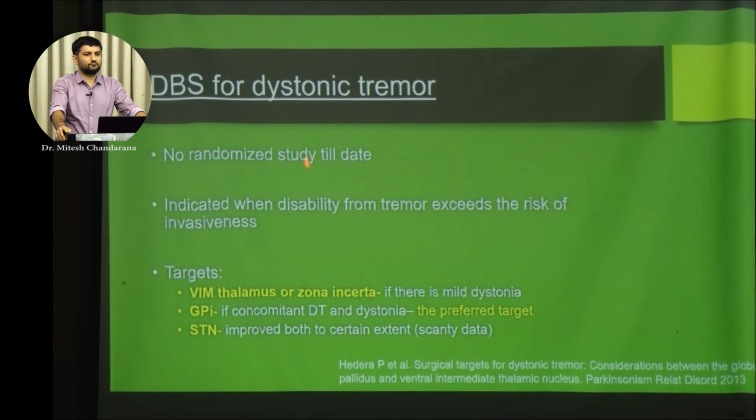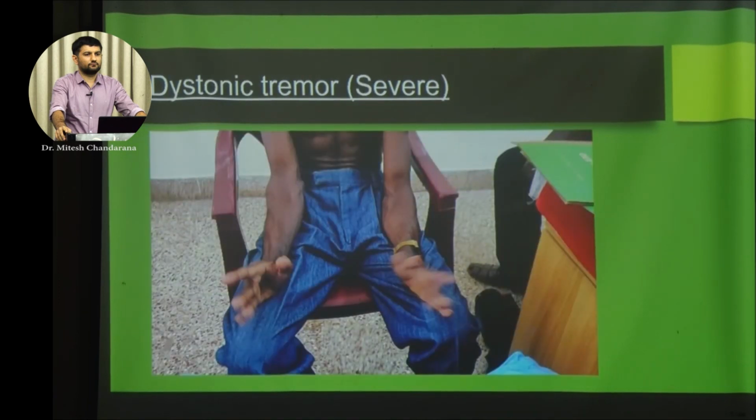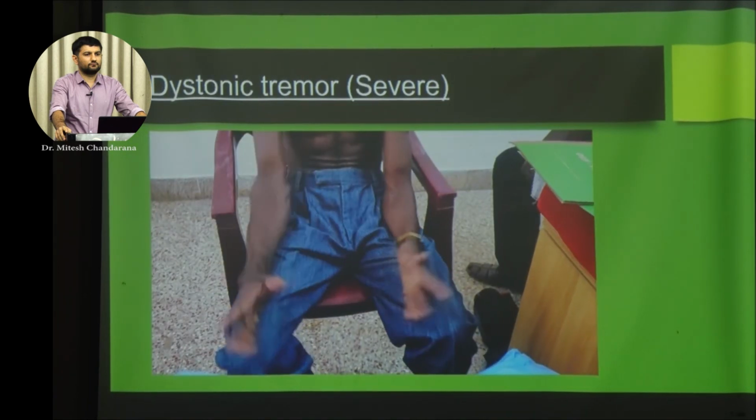DBS: there are no randomized studies to date. It is indicated only when disability from tremor exceeds the risk of invasiveness. The two main targets are the VIM nucleus of thalamus if there is more tremor and mild dystonia, and GPi if there are concomitant dystonic tremor and dystonia, both equivalent, then the preferred target is GPi. STN is not well studied, but it has shown improvement both in dystonia as well as dystonic tremor to a certain extent.